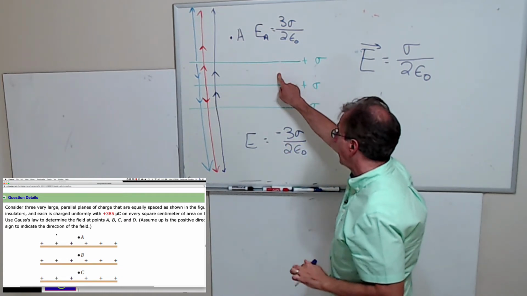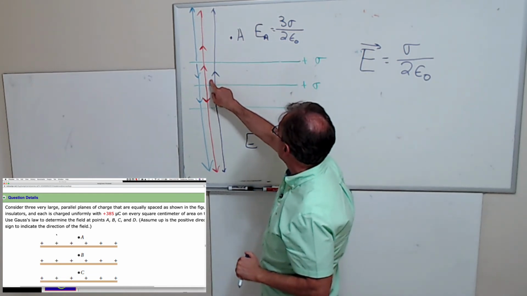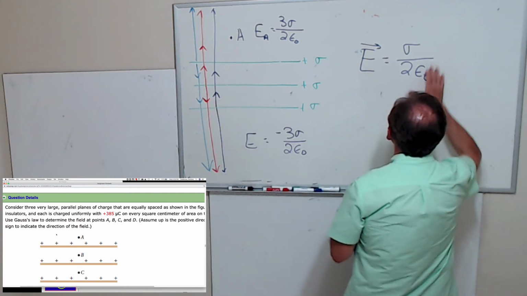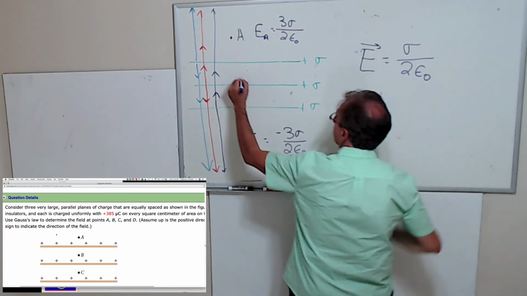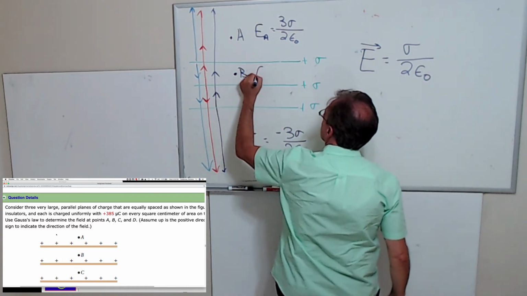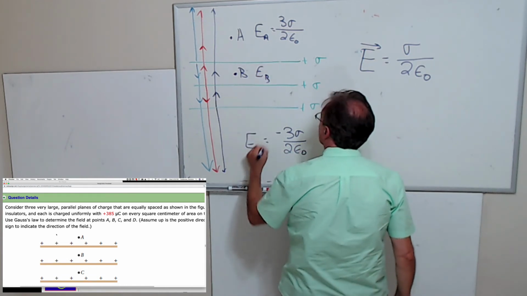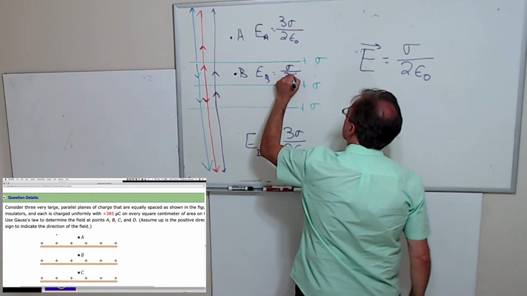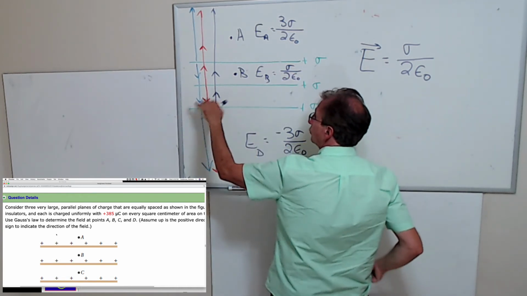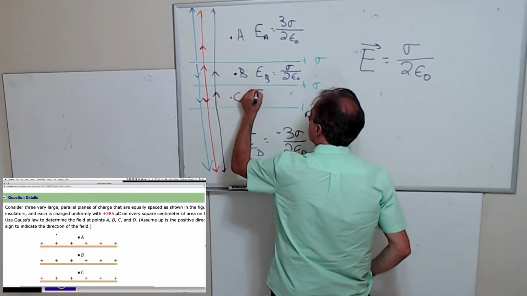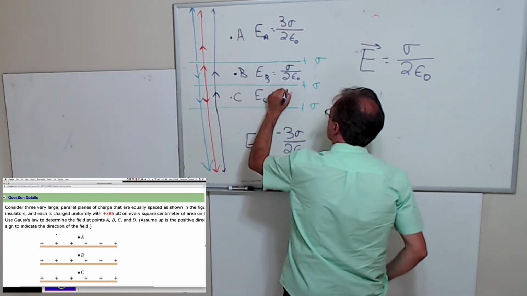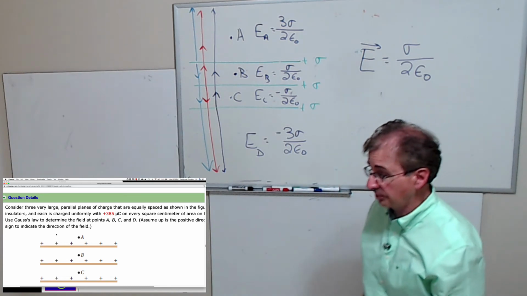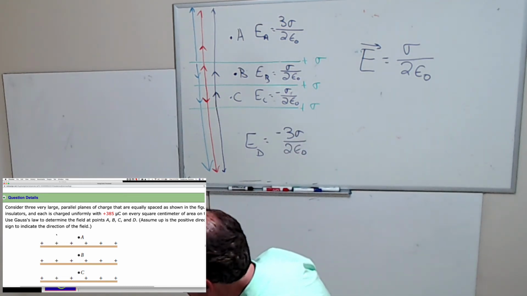What about in here? I have 2 vectors pointing up, 1 vector pointing down. So I'm going to add 2 of these and subtract 1. Over here I have 2 down, 1 up. That's it, that's all I do. You've got to draw the picture, draw the field lines, and you get a good idea.